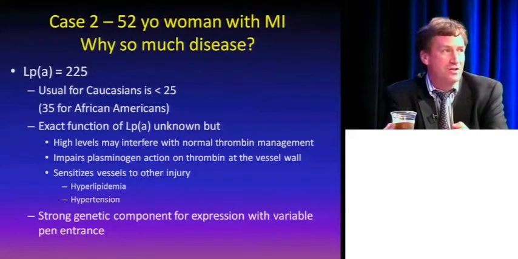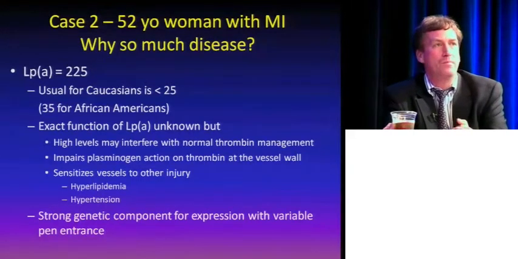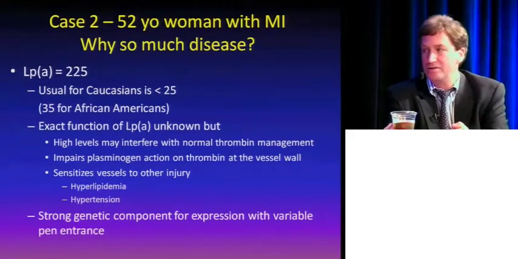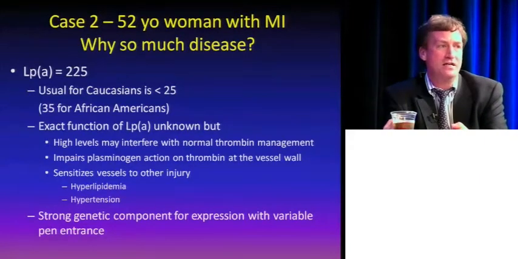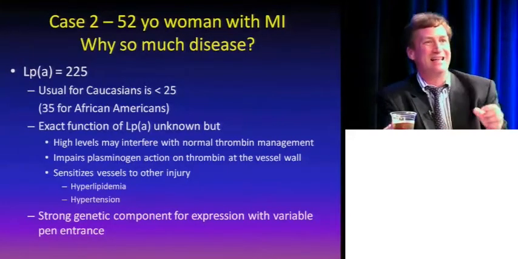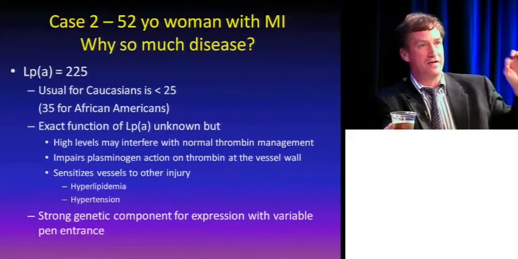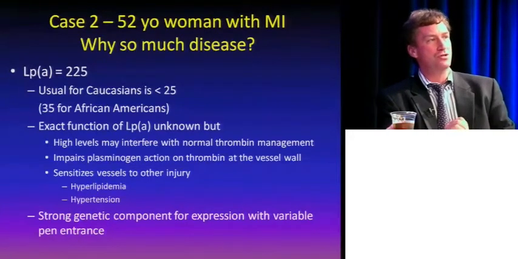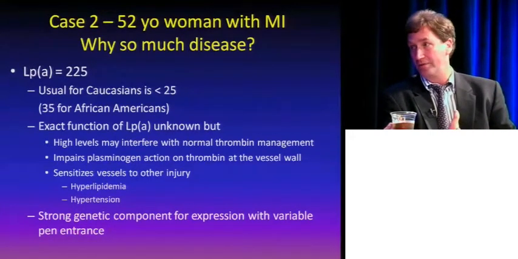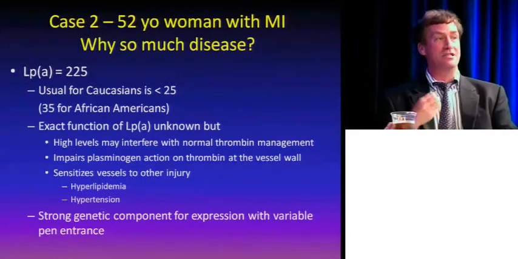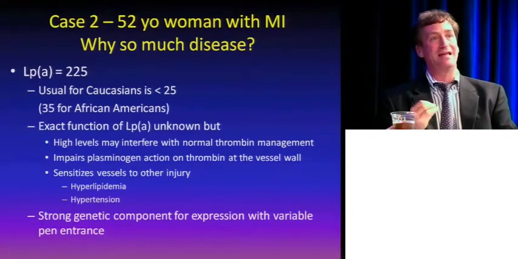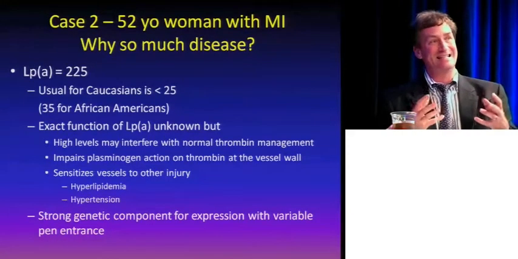The exact function of this lipoprotein is unknown, but it's presumed to actually impair the work of plasminogen in the serum. And when it does that, what it does is it allows more thrombin to be deposited on your vessels than should be. When thrombin gets deposited on the vessel wall, it actually injures the wall and makes it much more permeable to lipids. So what it essentially is doing is, to me, the same thing diabetes does. Diabetes does not cause coronary disease. Diabetes predisposes you to getting it more easily. And this does the same thing.